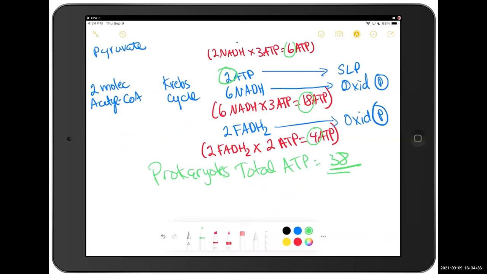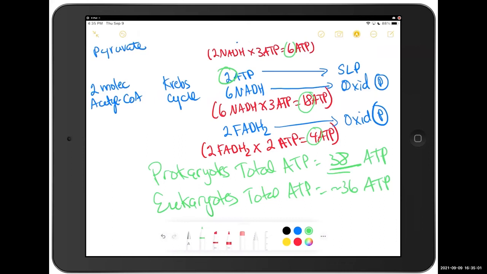What about eukaryotes? What's the total ATP that we produce? Isn't it 30 to 32? 30 to 32, it's usually about, let's say about 36 ATP. 34 to 36 ATP usually.